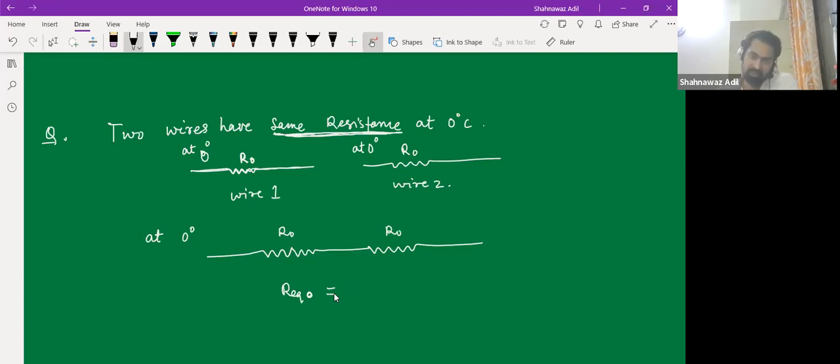So guys, we are talking about the temperature dependence of the resistance. So we are using that. This is R equals R naught times 1 plus alpha into T minus 0.